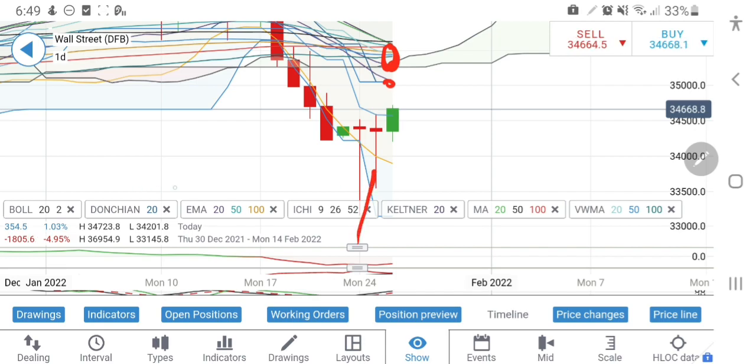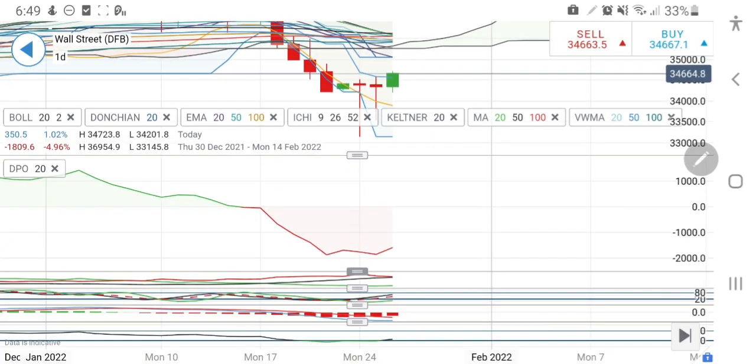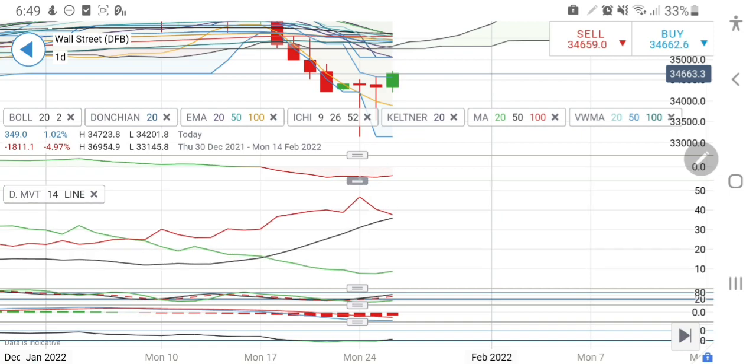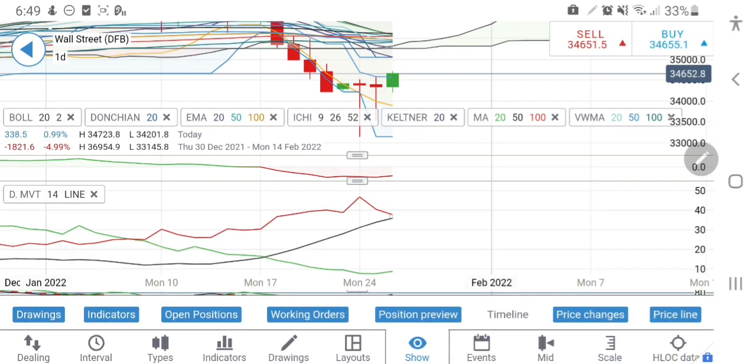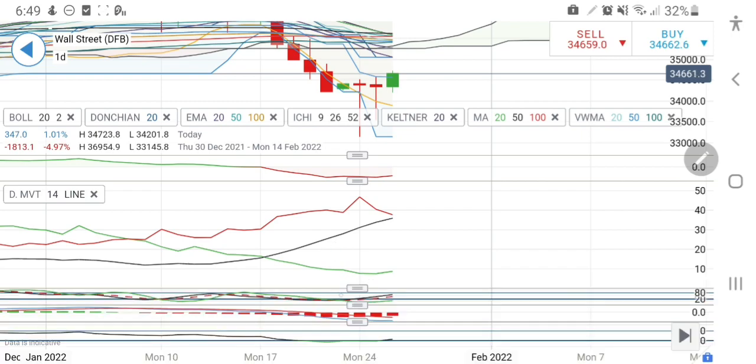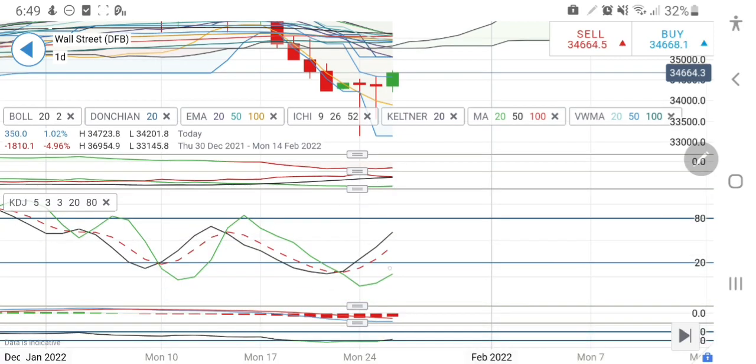Now look at the DPO. It is in red, trying to reverse the direction. Look at the directional movement. Probably a crossover may happen here, and then a crossover can happen later if it continues to keep the bullish stance. Now look at the daily charts. The stochastic was oversold and is now retracing back nicely.